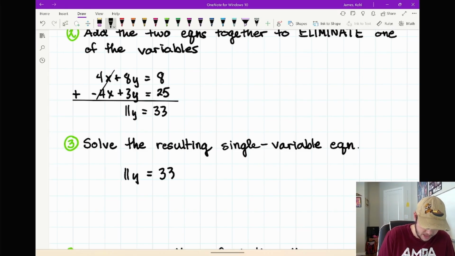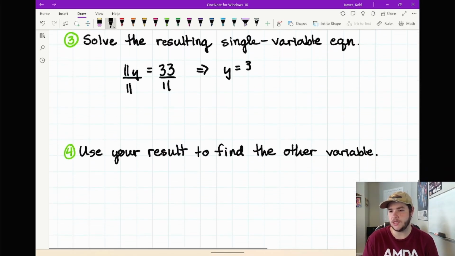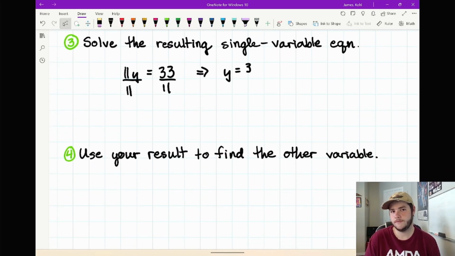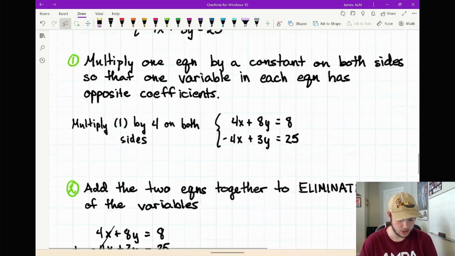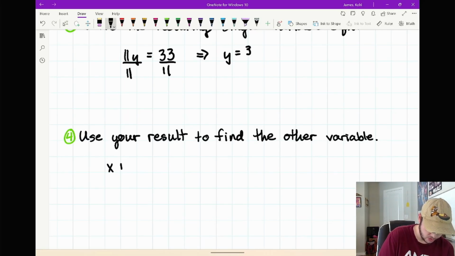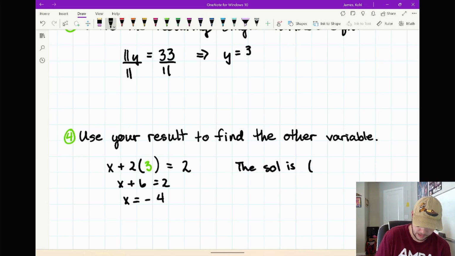Luckily, there's only one step for this guy. I just divide both sides by 11, and I get that y is 3. And now, last but not least, I just use this result to find the other variable, just like in my previous problems. So, for example, maybe I'll use our original equation 1, that x plus 2y is equal to 2, or x plus 6 equals 2. That tells me that x should be negative 4. So the solution is negative 4, comma 3.